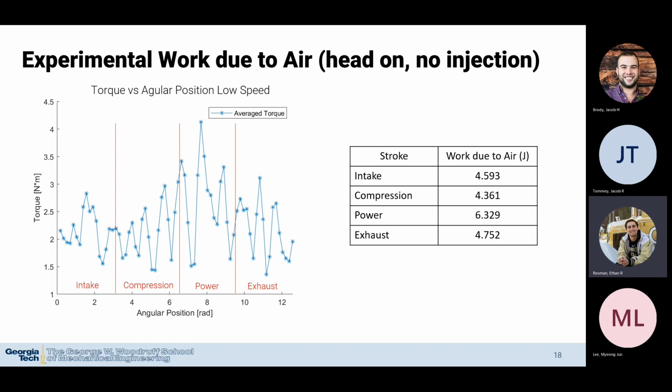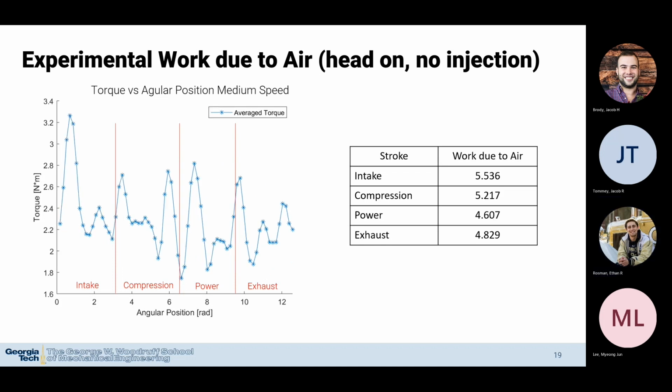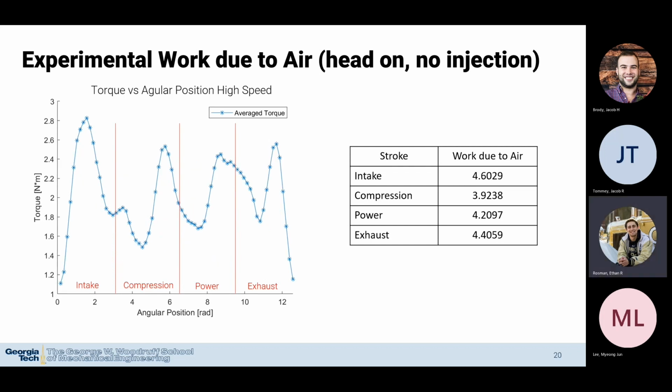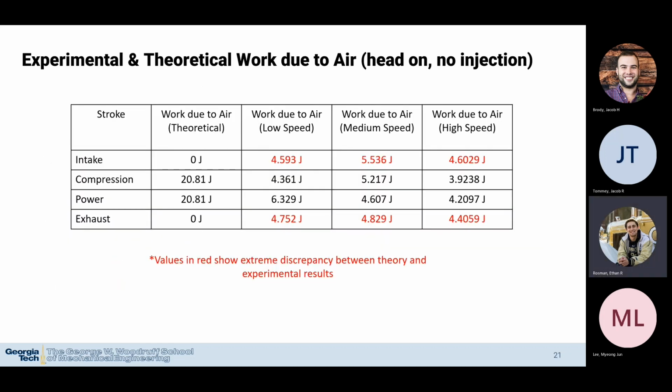Here you can see the work due to air for the low speed, the medium speed, and the high speed. Altogether now, you can see the low, medium, and high speed values along with the theoretical values. Notice that for the theoretical values, the intake and exhaust strokes should be 0 joules. However, in the low, medium, and high speed, we had numbers that were significantly higher than 0. Overall, there was a large discrepancy between our values for work due to air.